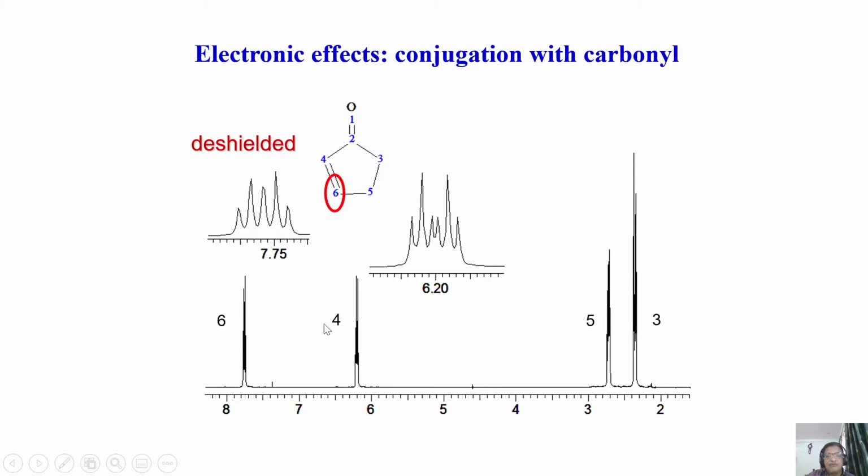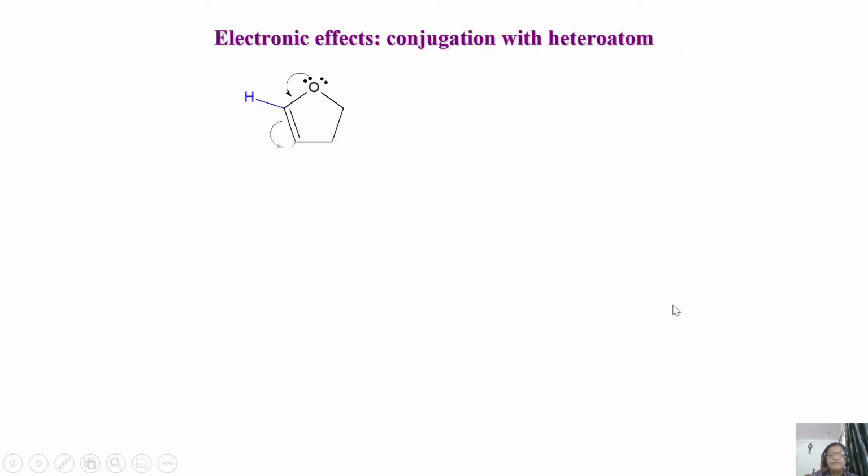This proton comes downfield, whereas this proton comes high field. On the other hand, in the same way, this proton goes along with proton 6, and this also comes downfield. Similarly, along with 5, this proton 3 also comes high field. This is a beautiful effect you can see when you conjugate with the carbonyl group. These two carbons with a double bond, 4 and 6, come downfield, and 3 and 5 come to high field.